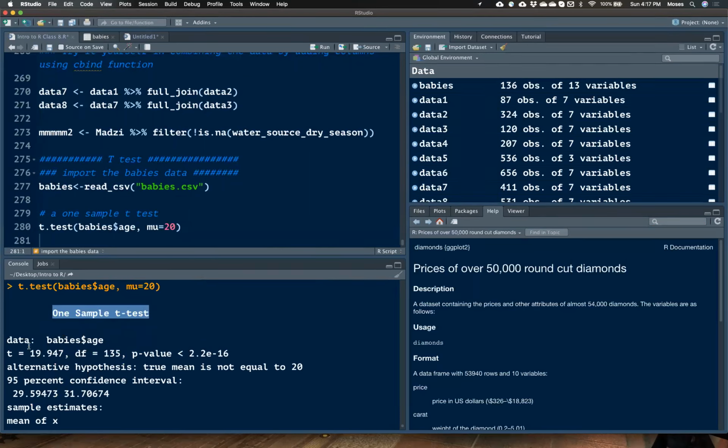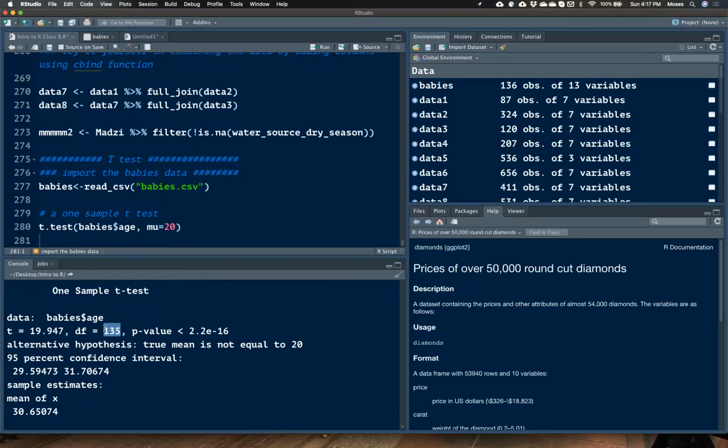If you run that, then you get a one sample t-test with the data set, then the t-test statistic, the degrees of freedom, and then the p-value. And here the p-value is much, much smaller. The alternative hypothesis is that the true mean is not equal to 20. And then you get the 95% confidence interval as well as a sample estimate of the value x.